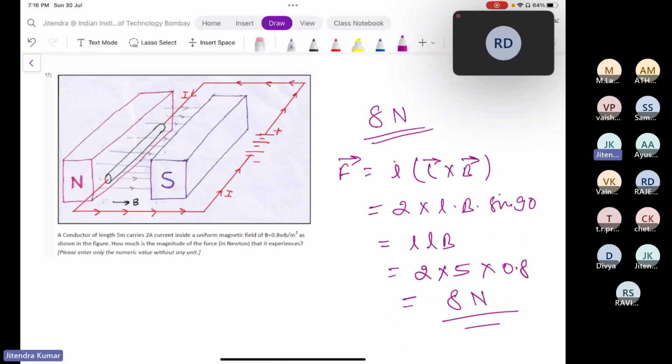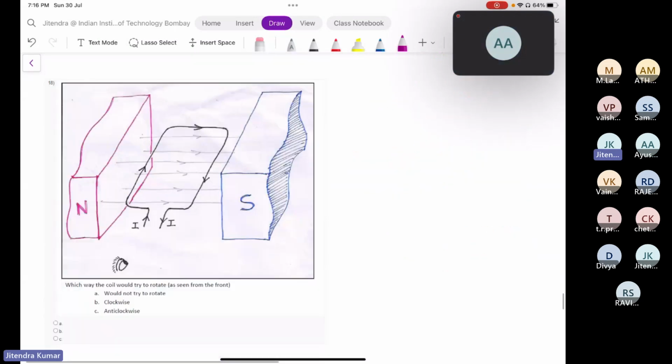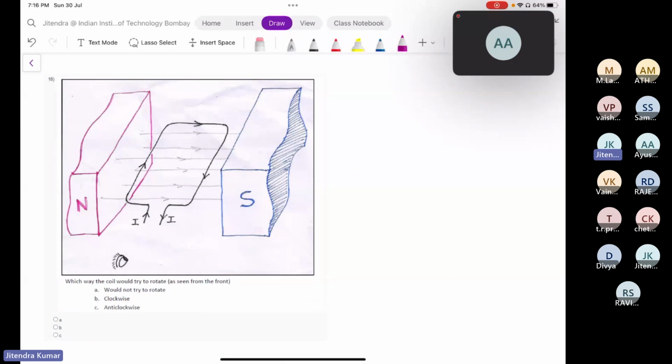Does anyone have doubt in this problem? We can discuss it. Okay, then let's move to the next problem. Problem 18th. It is a bit different. Just read the problem for once.